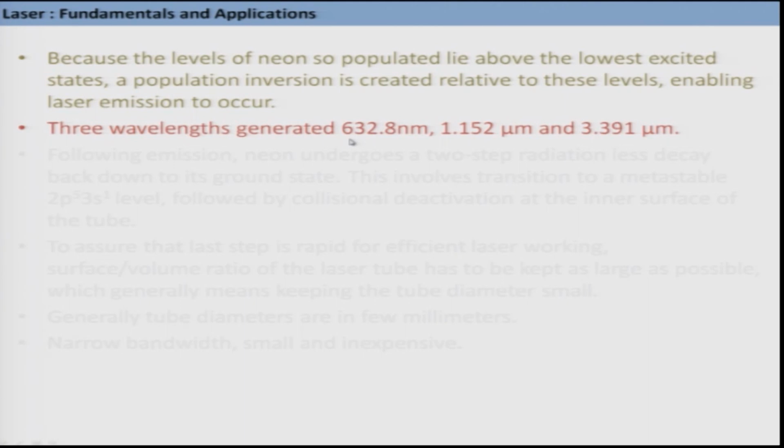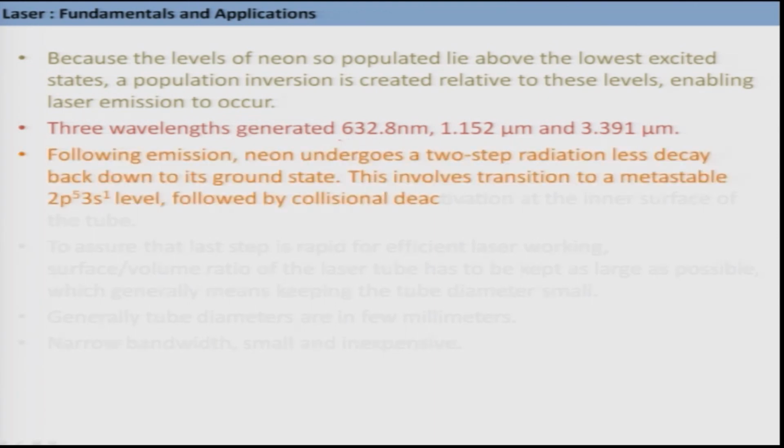And there are three possible laser wavelengths that can be obtained: 632.8 nanometer, 1.152 micrometer, and 3.391 micrometer. The most common wavelength for the helium neon or HeNe laser is 632.8. There are a lot of applications of these HeNe lasers, and for any optical alignment, the HeNe laser is the one that is used.